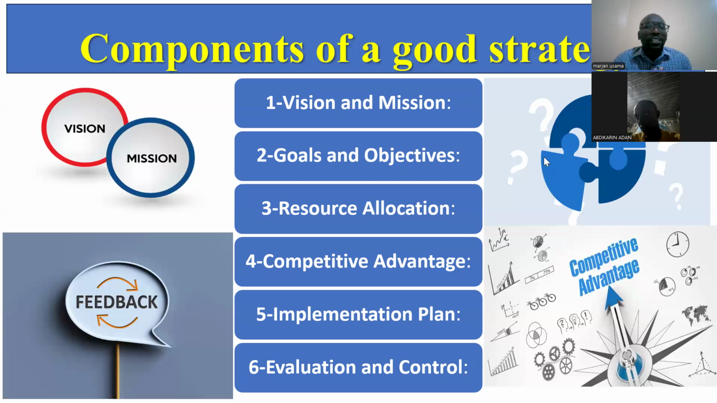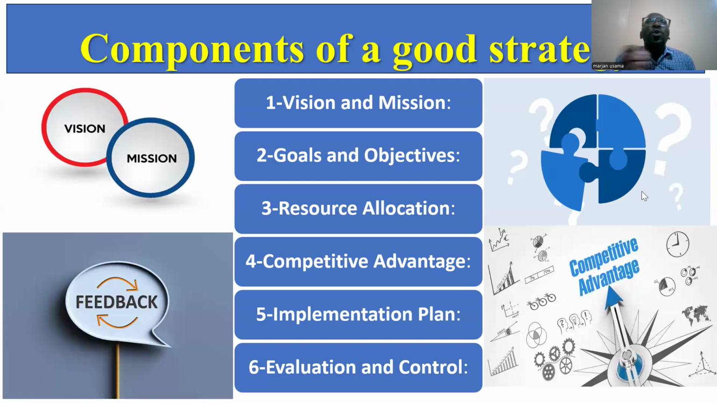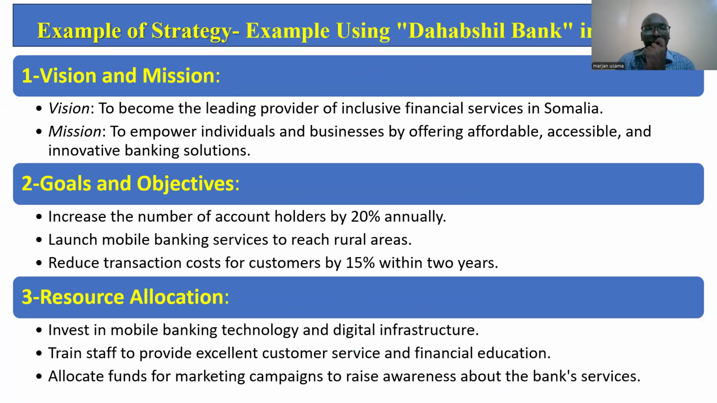If you want your strategy to really work, there are some touches, there are the ingredients. There are some ingredients that you will need. Number one, vision and mission. 2, goals and objectives. 3, resource allocation. 4, competitive advantage. 5, implementation plan. And finally, evaluation and control. So these are the components of a good strategy.